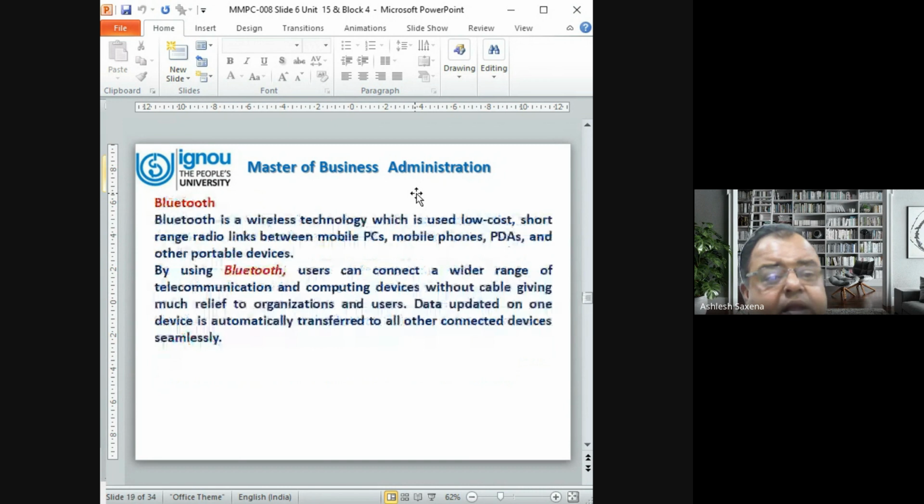Bluetooth. Bluetooth is a wireless technology which is used for low cost, short range radio links between mobiles, PCs, mobile phones, PDAs, and other portable devices. By using Bluetooth, users can connect a wide range of telecommunication and computing devices without cable, giving much relief to organizations and users. Data updated on one device is automatically transferred to the other connected device seamlessly.